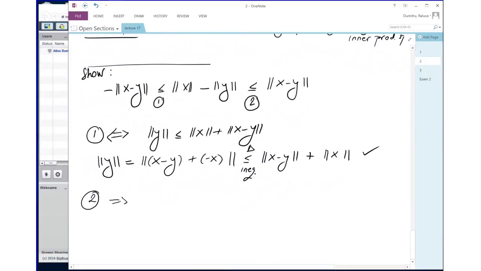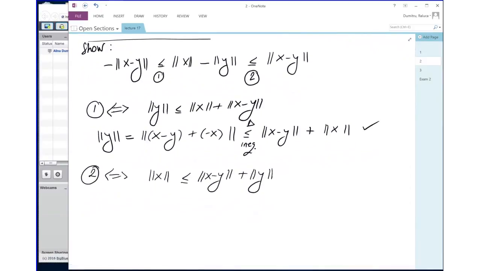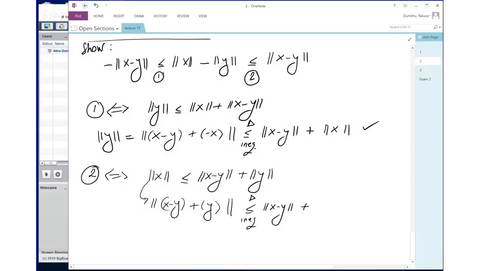What is 2 equivalent to? Norm of x less than or equal to the norm of x minus y plus the norm of y. That's even more straightforward because x is in fact x minus y plus y. So it's the sum of the 2 vectors on the right, which again from the triangle inequality, is less than or equal to the norm of x minus y plus the norm of y. Okay.